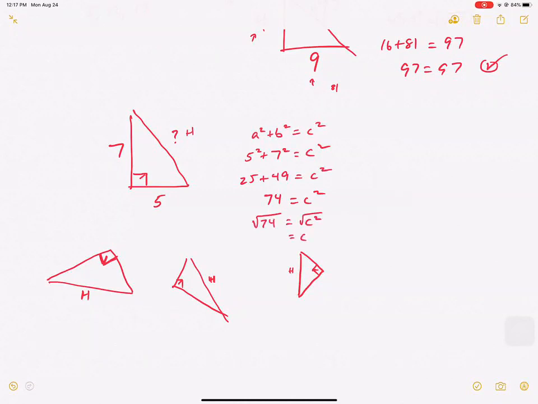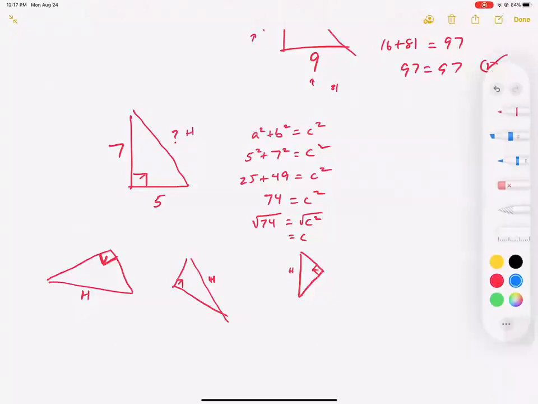Now, if this was algebra, we would claim this could be a plus or minus. That's what we always do. Whenever we take a square root, we always claim a plus or minus. But looking at this triangle, would this ever be a negative value? No. Not if that was a real triangle. If that's a real triangle, it will never be negative. So we can ignore that negative possibility and just write the square root of 74.